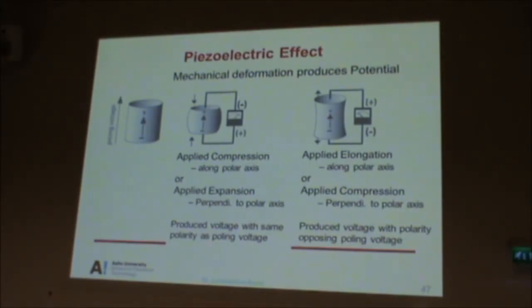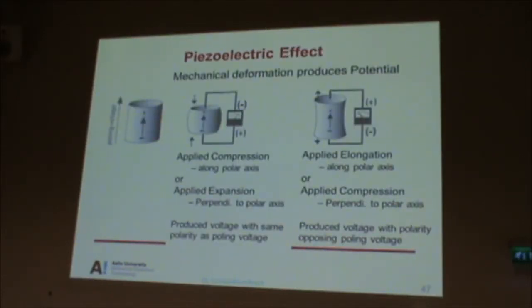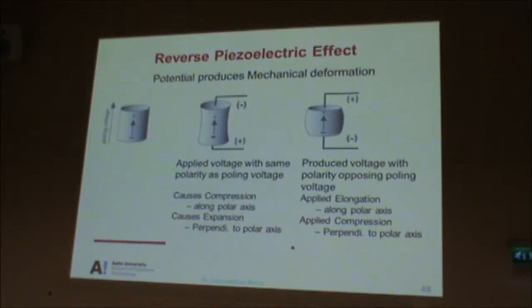The other process is you can apply voltage vertically, or you can also apply voltage horizontally, and it depends on what kind of transformation you are doing to this molecule and how it's oriented. Now the opposite effect: in the previous slide I told you where you apply mechanical stress and that creates a potential. What if you apply a potential and it creates a mechanical motion, a transformation? That is what is happening here.